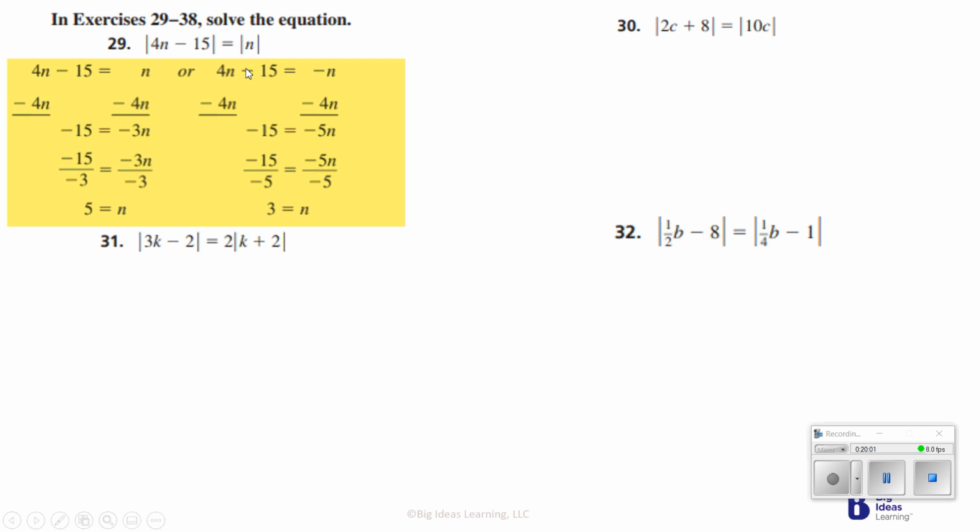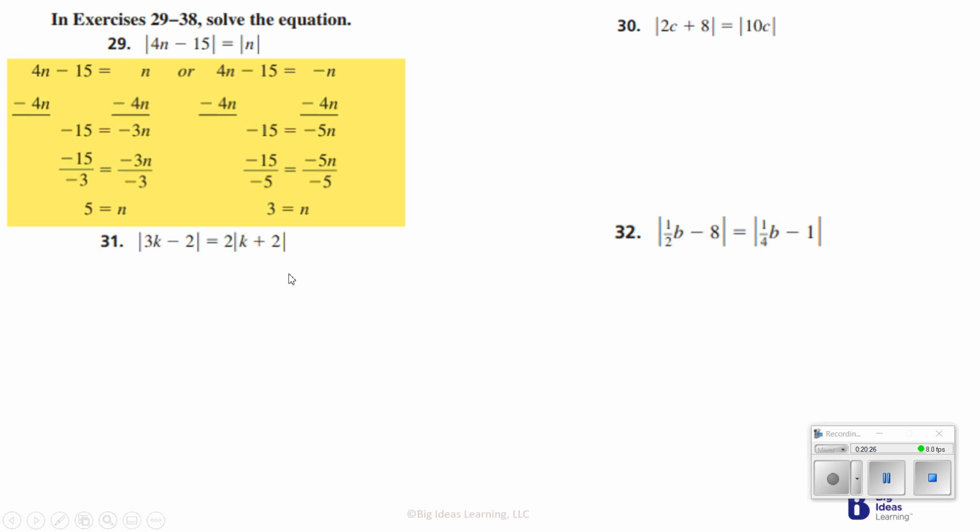Over here, we see that we have negative n. So when we take that negative 4n and combine it over, it's going to make a negative 5n. Because when my signs are the same, I find the sum. I add them. And that's going to make me divide by 5 from both sides. And this time, negative 15 divided by negative 5 will be a positive 3. Okay? So my solutions are n equals 5, or n equals 3.